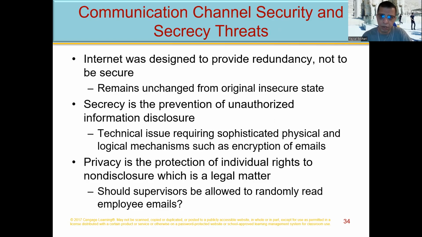On the other hand, there are communication channel security and secrecy threats. So we have the devices. Now we talk about the communication channels. The internet was designed to provide redundancy and not to be secure. It remains unchanged from the original insecure state. So the internet is just there to have access to it. Secrecy is the prevention of unauthorized information disclosure.